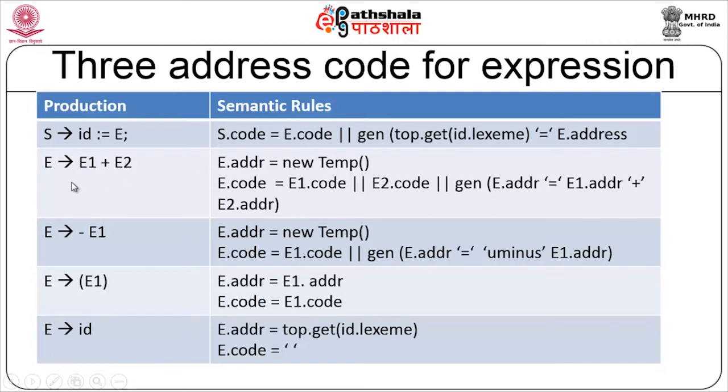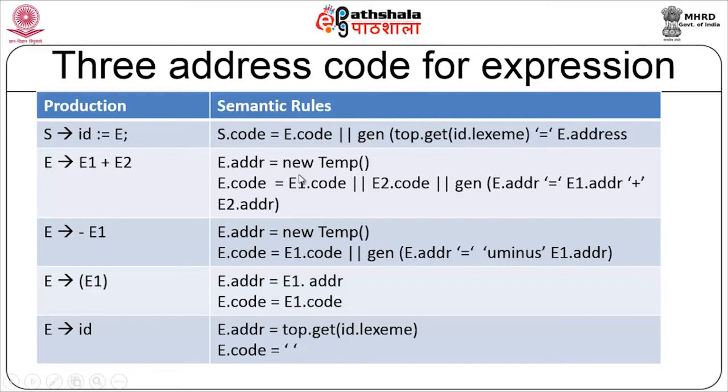Then subsequently E produces E1 plus E2. So what should I do now? I have a code for E1, I will have a code for E2, and those will be available in temporary locations T1 and T2 respectively. For example, say I have to do addition of T1 and T2, and that is the code corresponding to the LHS non-terminal. So that's what we have here.